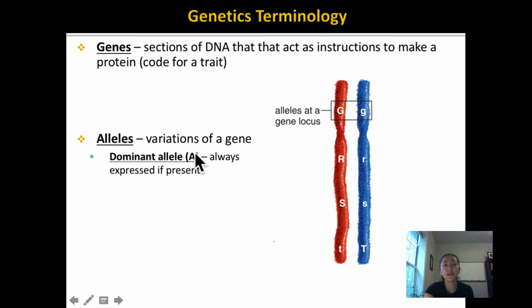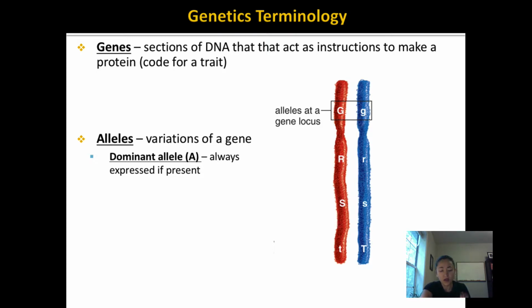And if an individual has a capital letter, then it doesn't matter what the other copy of their gene is. They will always express that dominant letter. They will always express whatever characteristic is controlled by that dominant letter, that dominant allele. Okay? And this is why it's called dominant. It will always overpower the other copy of the gene, no matter what it is. Okay?